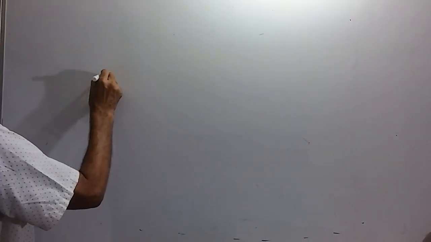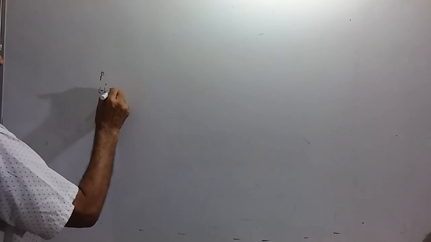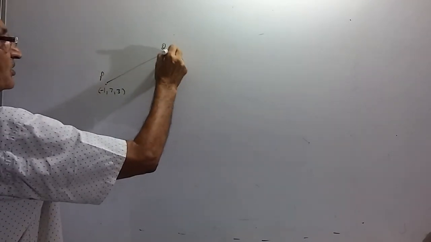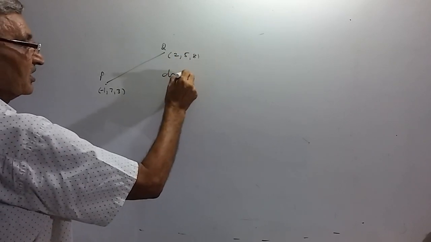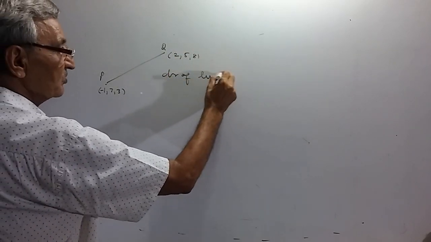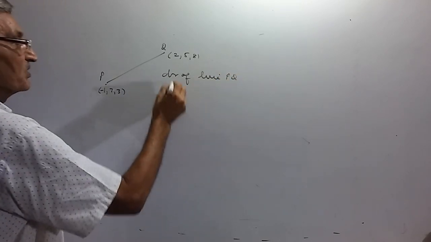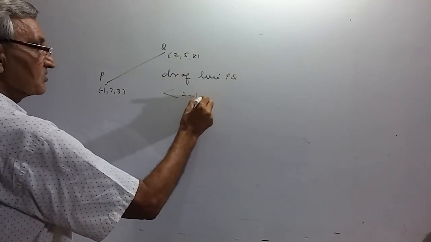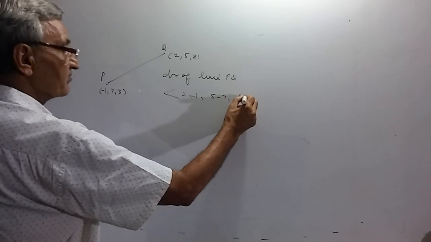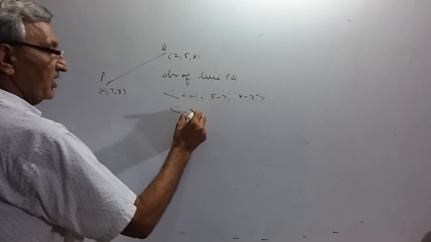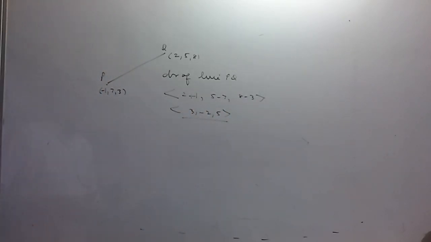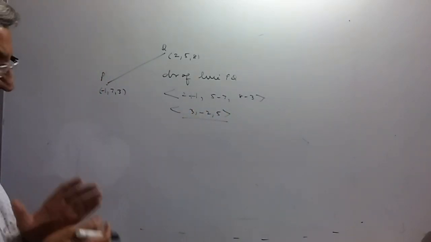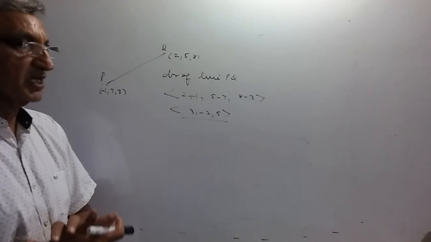When 2 points are given, here one point P is minus 1, 7, 3 and another point Q is 2, 5, 8. Then what is the direction ratio of the line PQ? It is 2 minus minus 1, 5 minus 7, 8 minus 3. The answer is 3, minus 2 and 5. That is the direction ratios. Here we have learned how to find the direction ratio of the line joining 2 points.